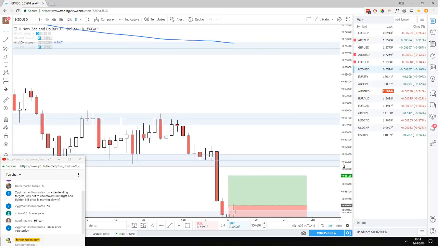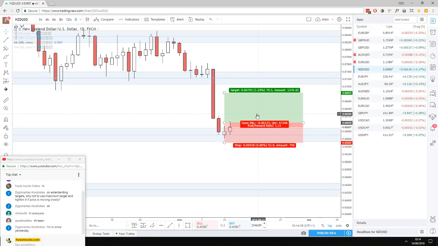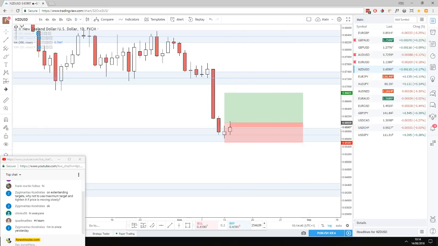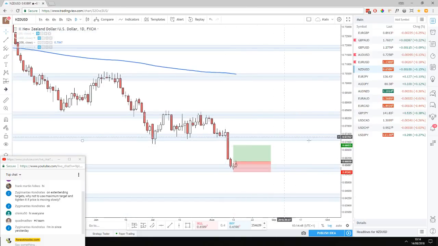New Zealand USD. Now this one has already triggered for me. I shared this one with you guys on the forum last night. This one triggered while I was asleep. I had a pending set, so it triggered while I was asleep. It's a simple setup. I'm in long here. I have a very tight target at the moment, but I am looking to extend that target depending on what happens. This is a counter trend trade, so it is in essence a risky trade.